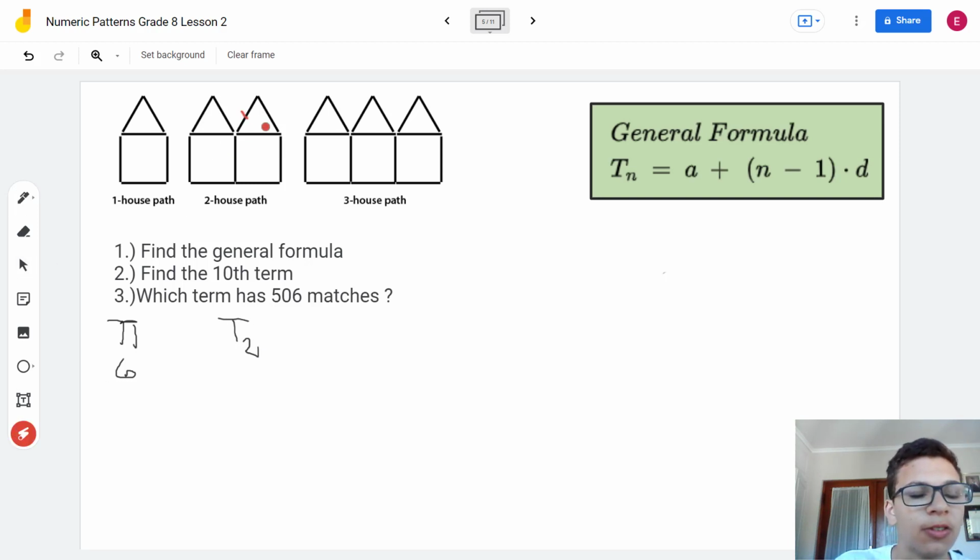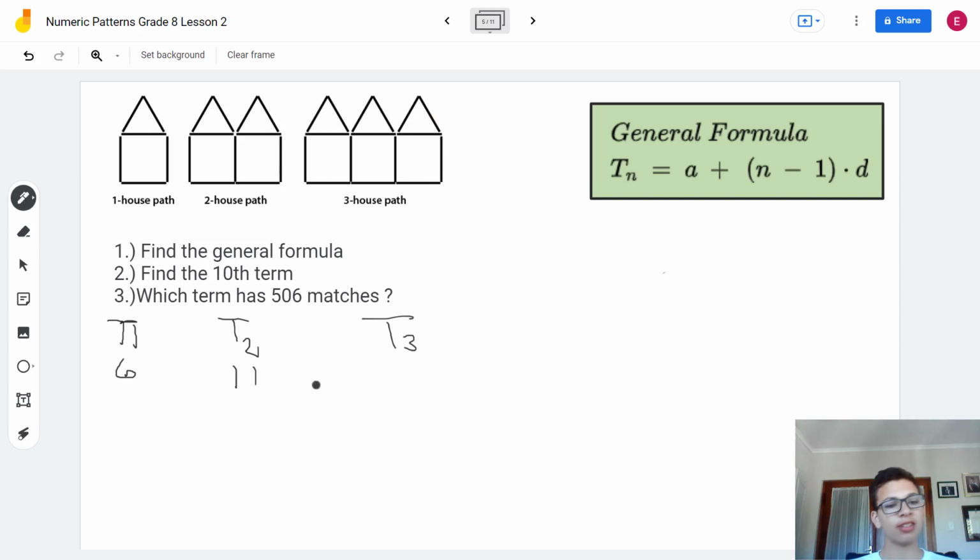Our second term will be 6 plus 1, 2, 3, 4, 5. So 6 plus 5, so that will be 11. And our third term will be, so we will still have 11 from here, and we add 1, 2, 3, 4, 5. So it will be 11 plus 5, which is 16. Okay, so that's our first step. We're trying to look for the numbers.